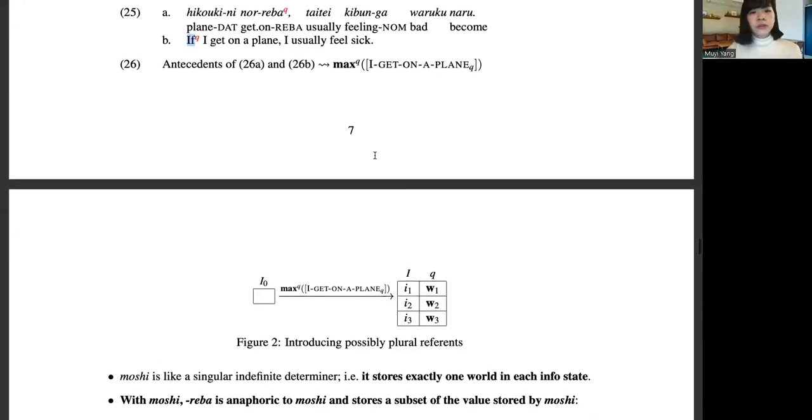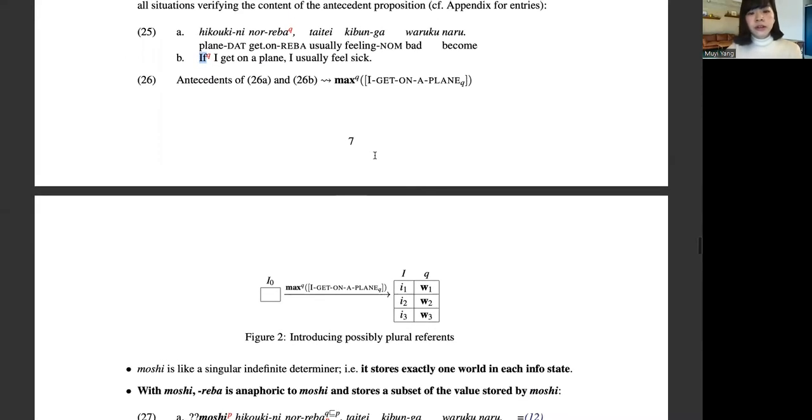So let's suppose, let me make it smaller. If we again start from an information state without anything, then for this conditional antecedent we are going to need to store into Q the situations where I get on a plane. Let's say W1, 2, 3. Okay.